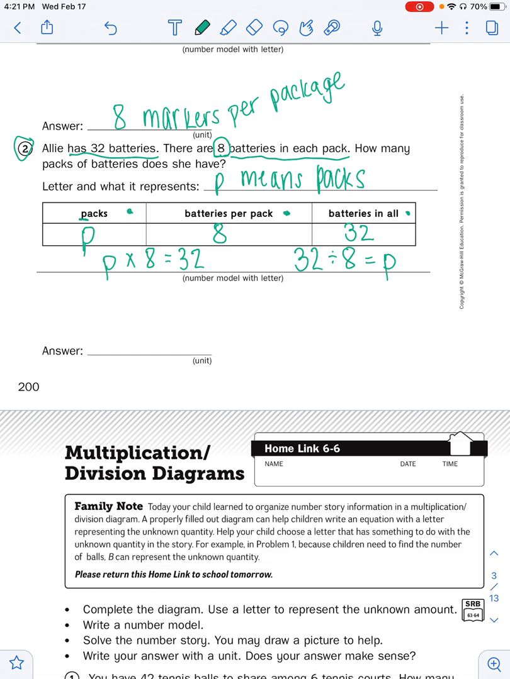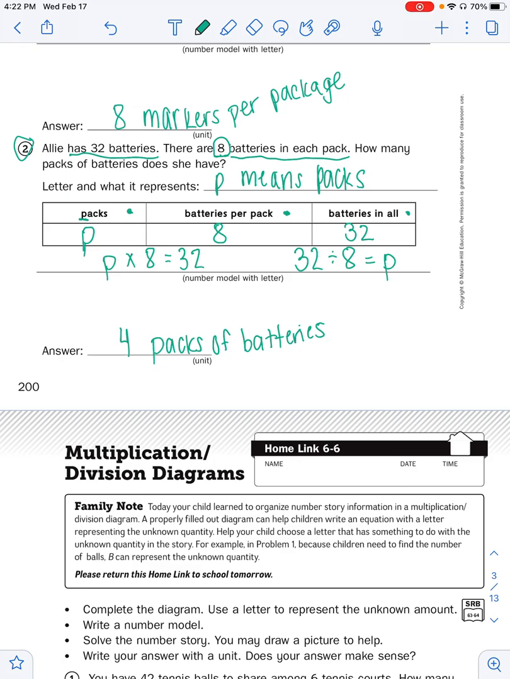So I'm not just going to go ahead and write 4 there. That's not the right answer for what? Remember, what did P mean? It meant packs. So 4 packs. And you could put packs of batteries to be more specific if you want.